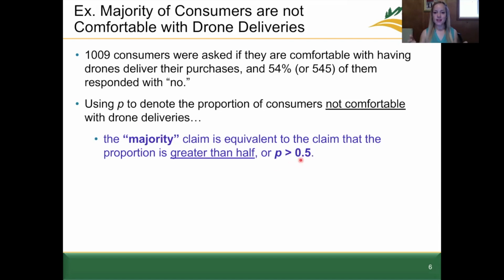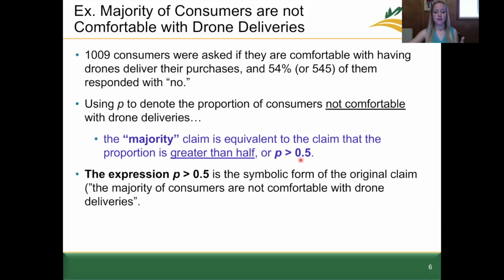If we're interested in the majority here for this drone example, then this expression of p is greater than 0.5 is our symbolic form of the original claim, which is the majority of consumers are not comfortable with drone deliveries. Where did we get this information? Well, we have to be given this sort of claim, right? So this is our example here: majority of consumers are not comfortable with drone deliveries. With this word majority in our question, we think p is greater than 0.5.